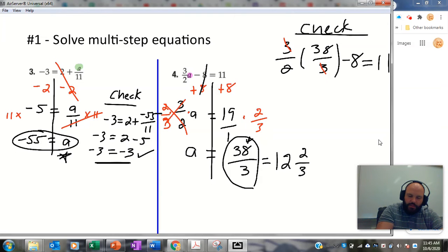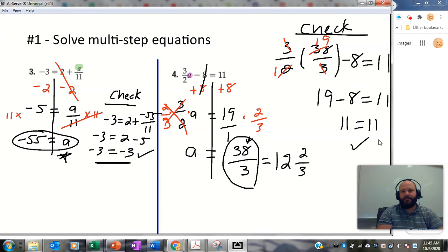And then the 2 and 38, they're both divisible by 2. So that's going to become a 1, and 38 divided by 2 is actually 19. So that whole thing is going to simplify into 19 minus 8 equals... sorry, not 1, 11. And 19 minus 8 is indeed 11. So 11 equals 11. So that works. That means our check worked and we solved our equation correctly.